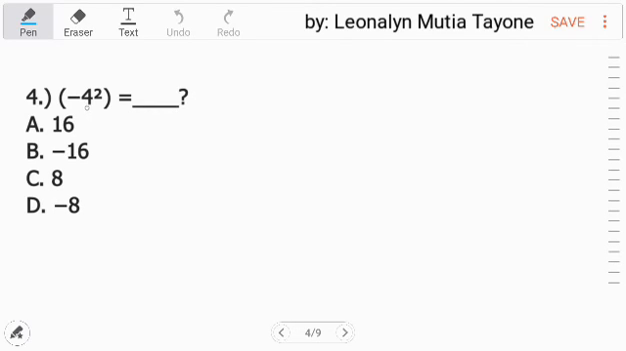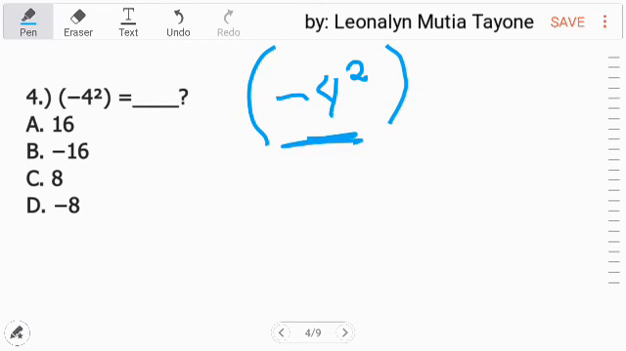Question number 4. Exponent tayo with negative base. Negative 4 raised to 2. Nasa loob ng parenthesis sila lahat. Ang iba sa inyo, ang sagot ay positive 16. Mali yan. I-review muna natin yung mga references natin with regards to exponent with negative base.